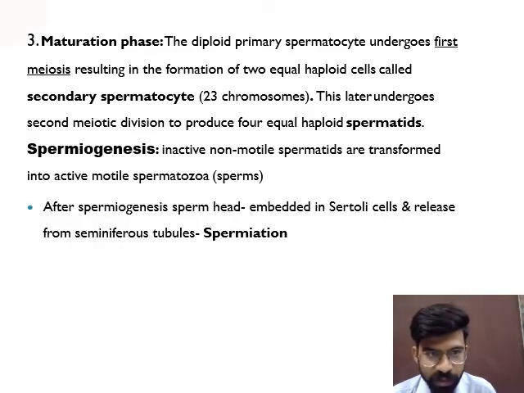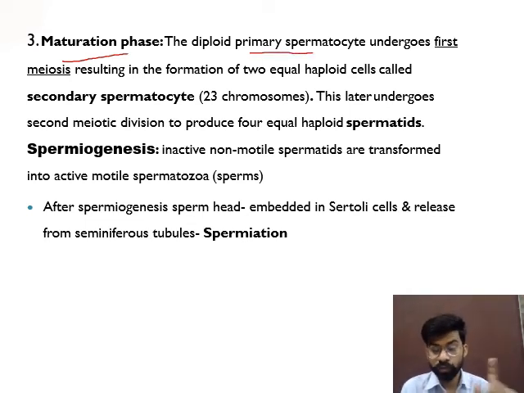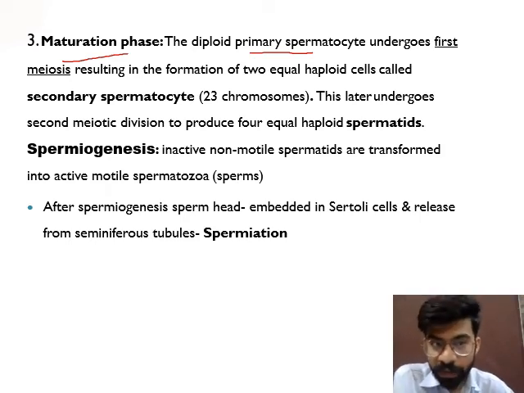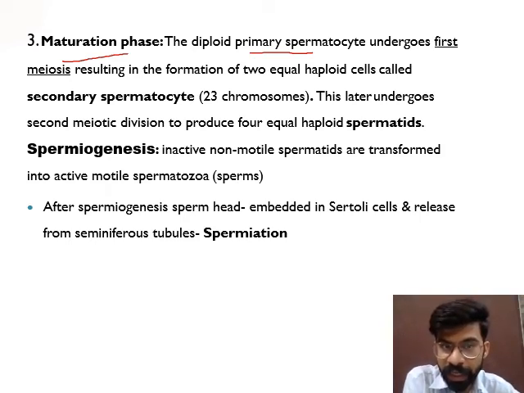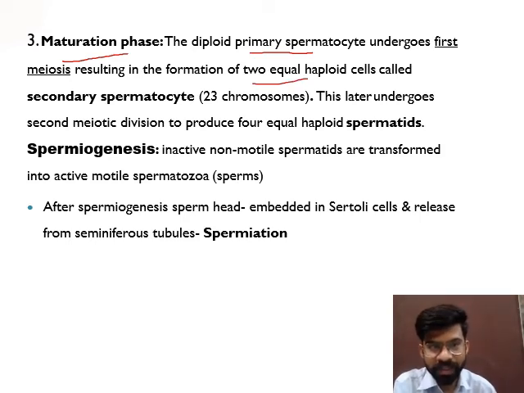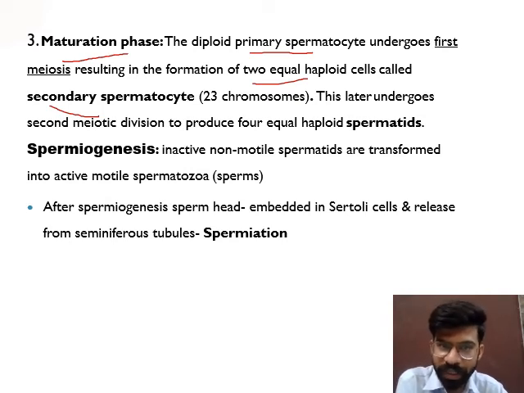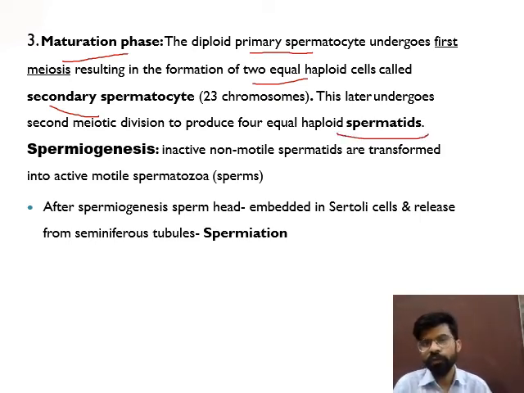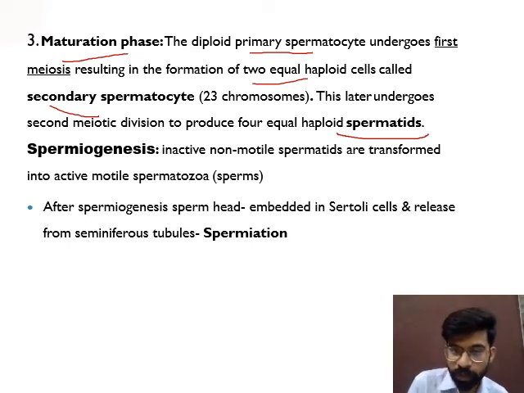Next phase is maturation phase. In maturation phase, the diploid primary spermatocyte undergoes first meiosis. You should note that first meiosis takes place in maturation phase. And in maturation phase, the diploid primary spermatocyte will change into haploid cells known as secondary spermatocyte. Secondary spermatocyte is haploid in number. Then second meiotic division takes place, and it will lead to formation of four haploid spermatids. Four sperms get formed.